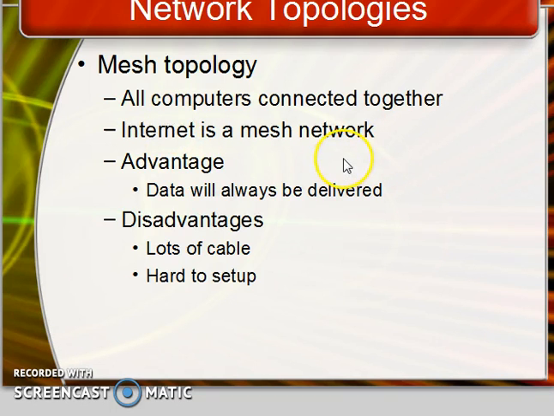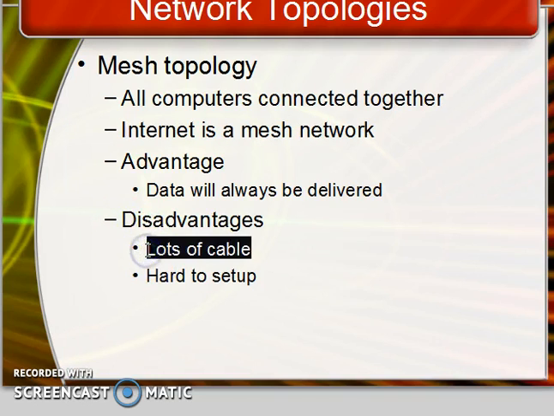This is the last topology, known as mesh topology. All computers are connected together with the help of a mesh. The internet is a mesh network. That is, every computer is connected with every other computer. Data will always be delivered because every computer is connected through a different path. The disadvantage is that, as every system is connected to every other system, lots of cabling and wiring has to be done, and it is very hard to set up.